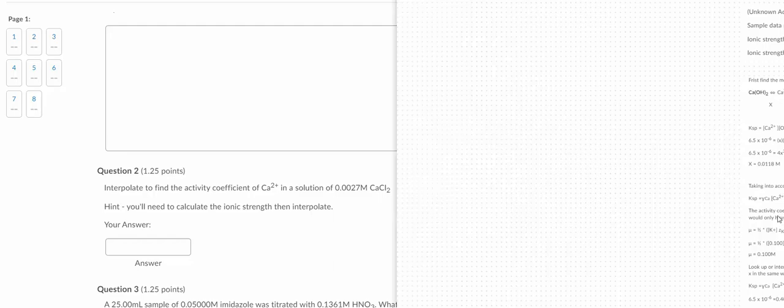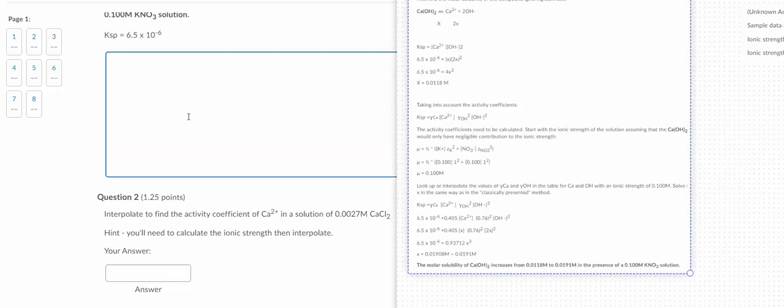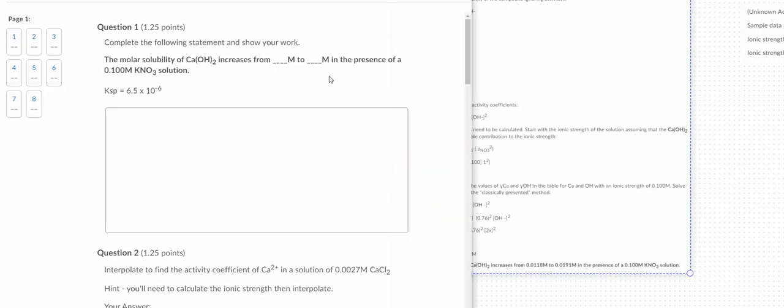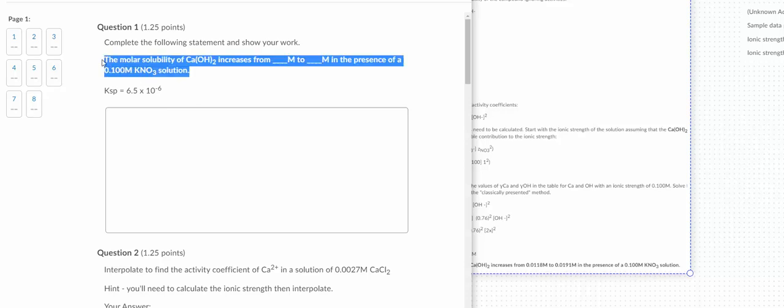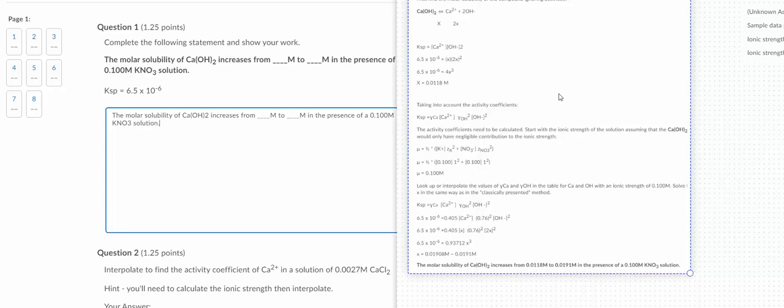Unit 2, Homework 3, we're looking at buffers and activities. So my first question: the molar solubility of calcium hydroxide increases from something to something in the presence of a 0.1 molar KNO3 solution. And then we're given the Ksp value. Well, I thought it would be easier if I did this instead of write it all out.